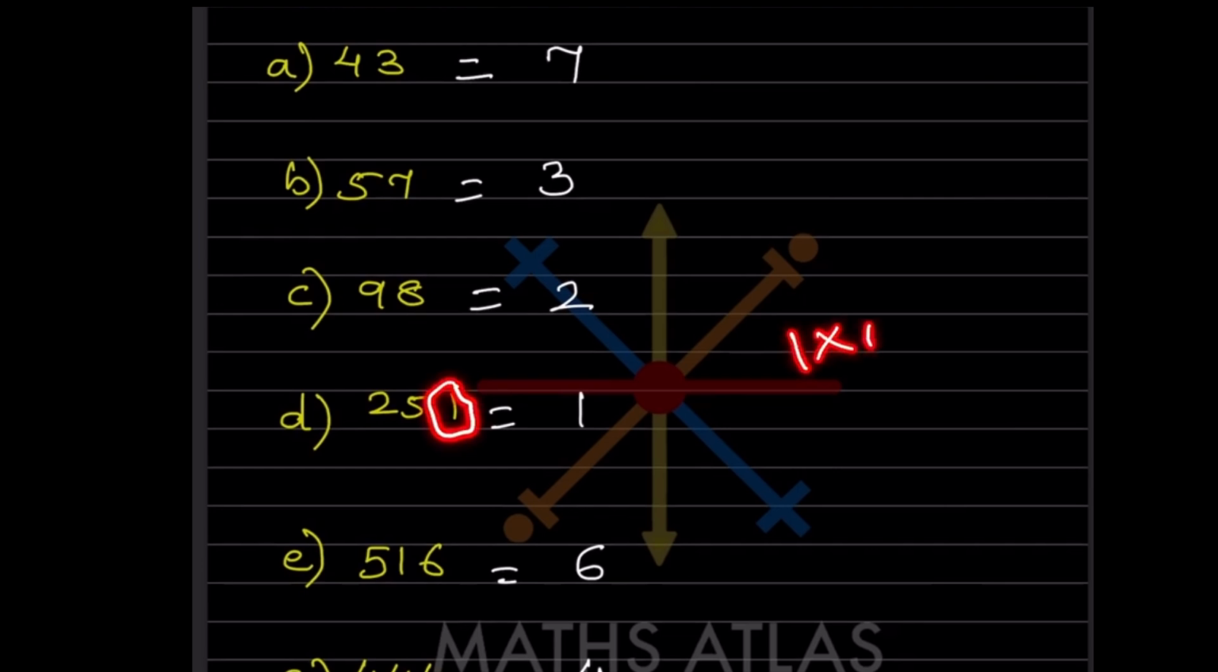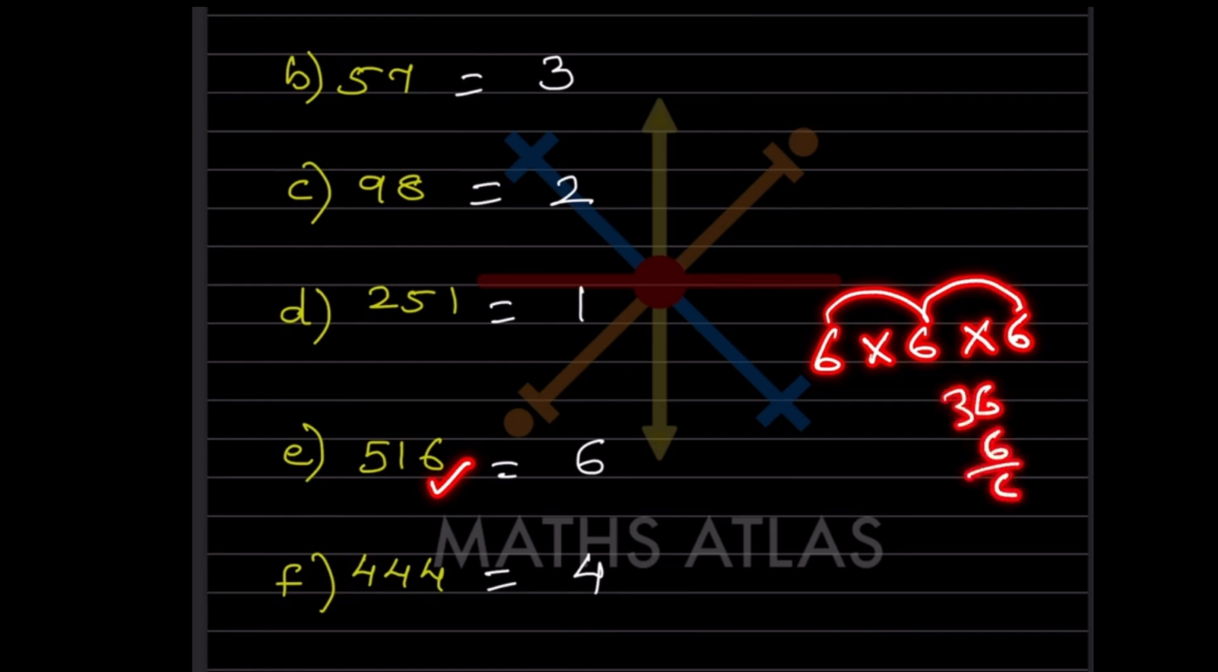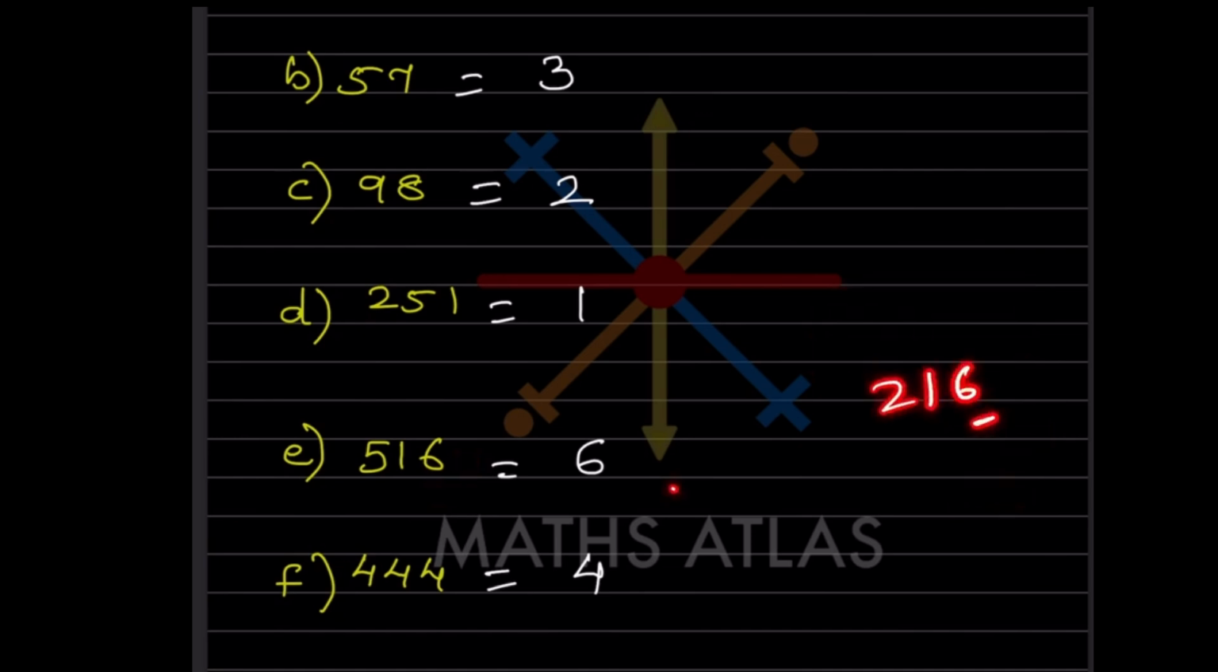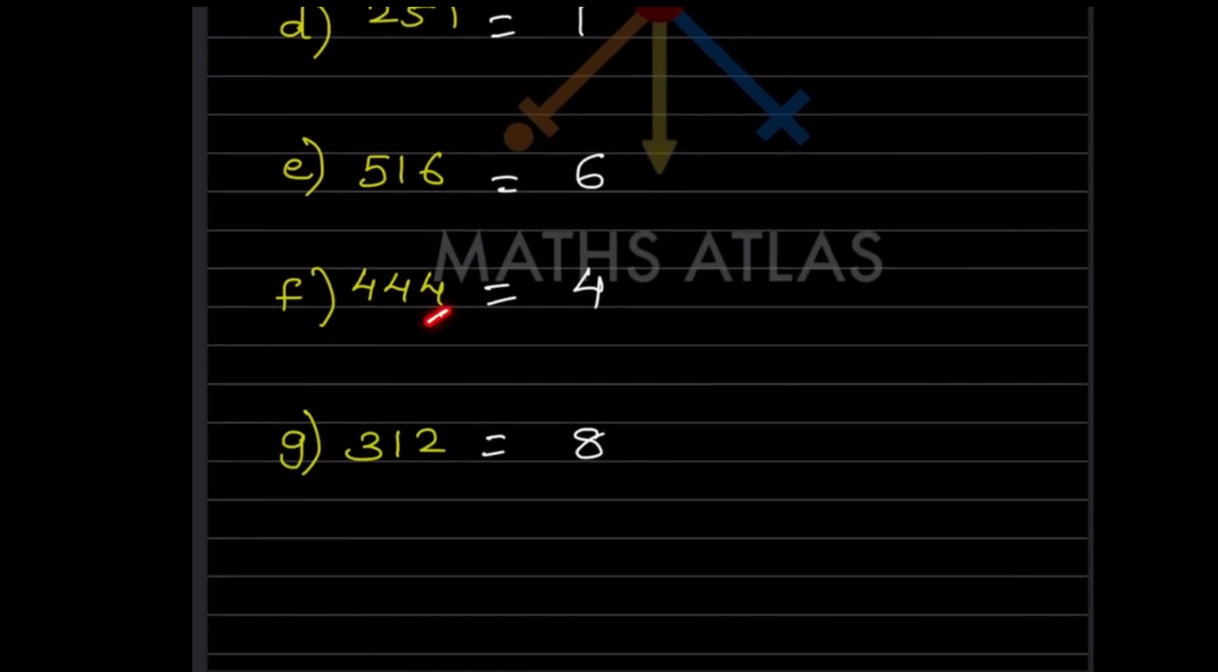So here this is very easy. 1 into 1 into 1, that is going to be 1. Again here 6. 6 into 6 into 6, that is going to be 36. 36 6s are, that is going to be 216. So 216 means one's digit is 6. Again here 4. 4 into 4 into 4. 16. 16 4s are 64. So this is 4. Here for 2. 2 into 2 into 2. 2 2s are 4. 4 2s are 8.